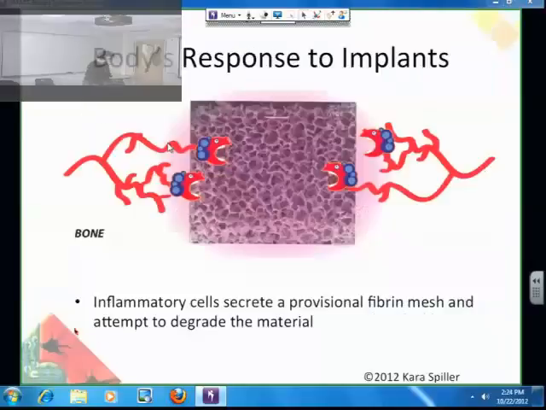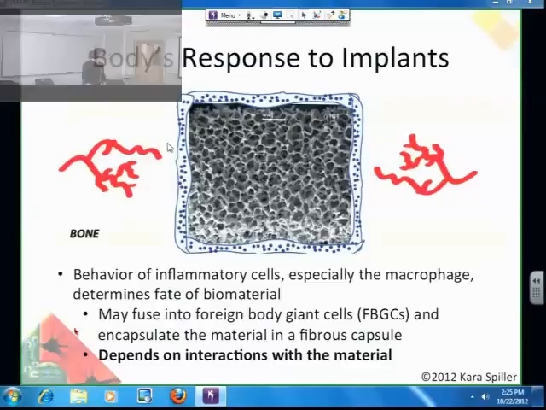And then once they're there, those cells, especially the macrophages, will secrete the provisional fibrin matrix and start to try to degrade the material, because the macrophages' role is that they recognize a foreign body, whether it's a microbe or an actual material, a biomaterial, and they'll attempt to degrade it. If they cannot degrade it, they may fuse into a multinucleated foreign body giant cell and isolate the material in a fibrous capsule that literally walls off the biomaterial from the rest of the body, which serves to protect the body from this foreign material.